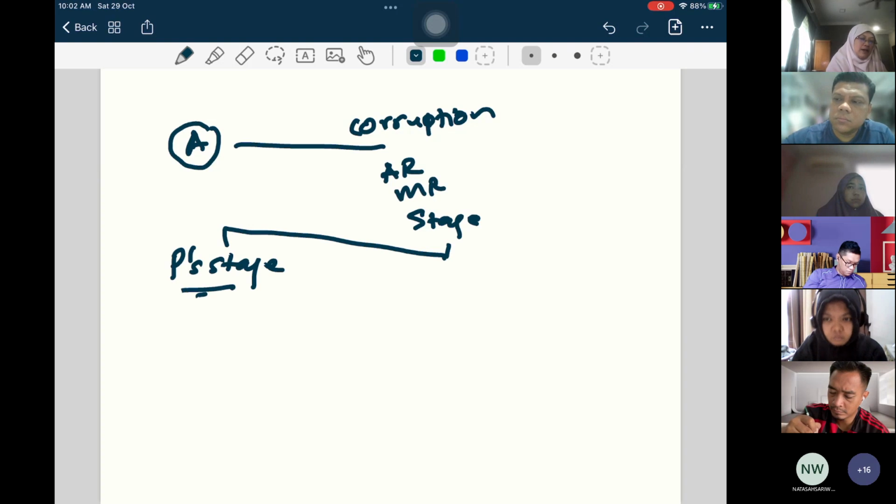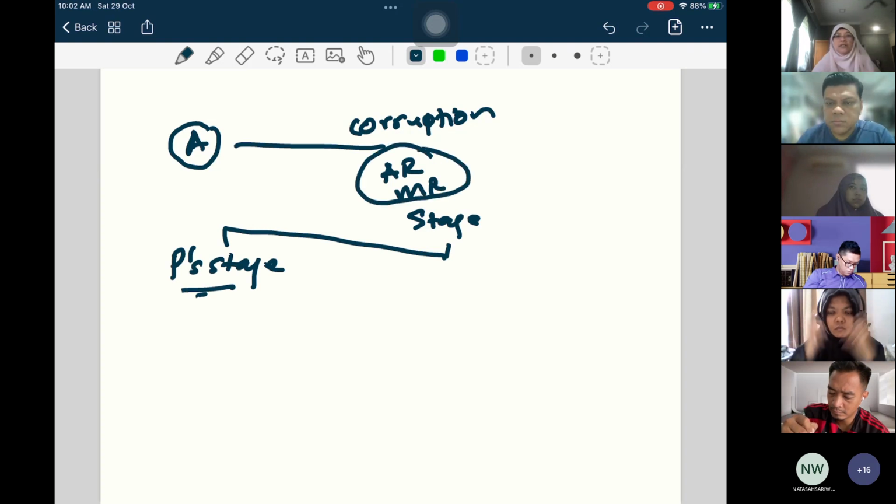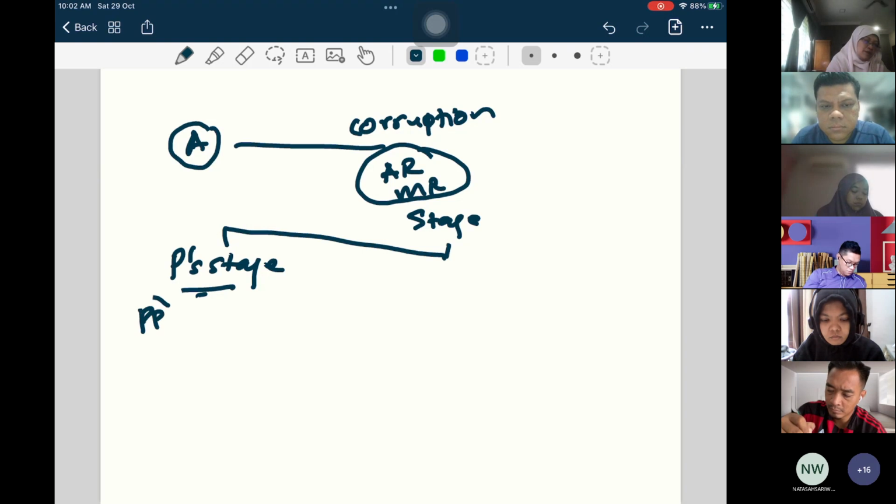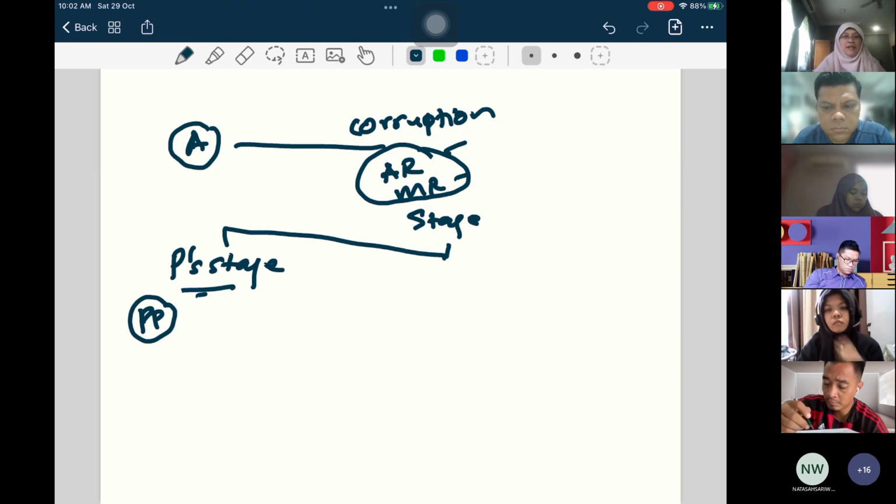Right? Now, you got to prove actus reus. Siapa yang buktikan actus reus, mens rea? Prosecution. Okay. Dekat prosecution stage, prosecution kena buktikan actus reus and mens rea. Dia buktikan actus reus dengan mens rea dengan cara yang macam mana? Apa yang berlaku dekat prosecution stage?